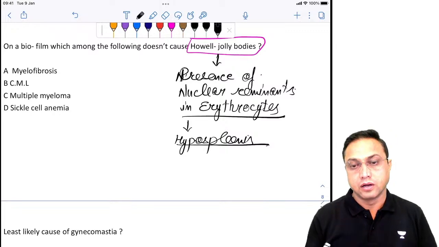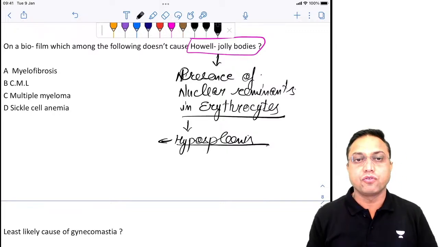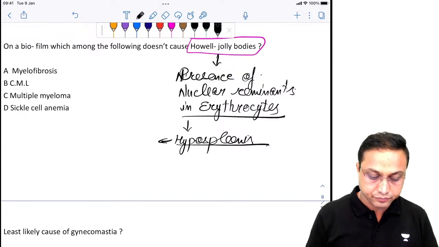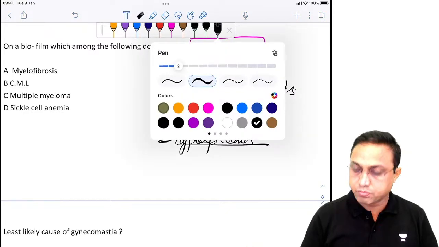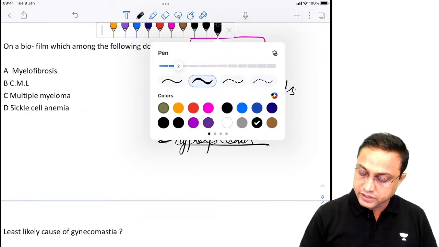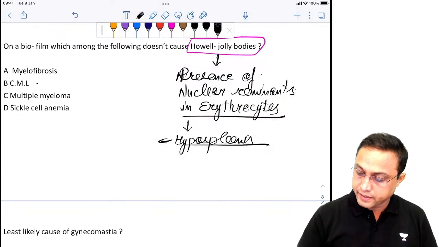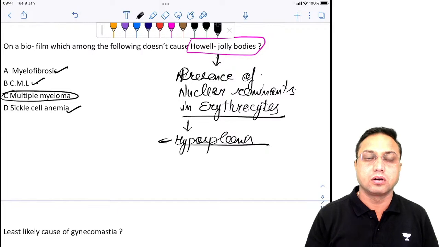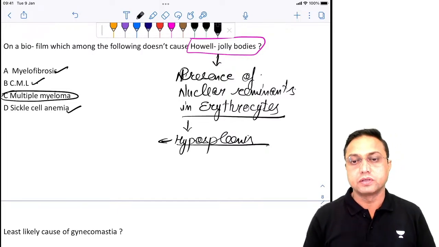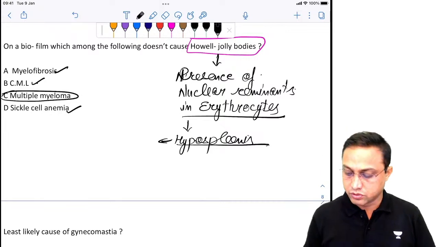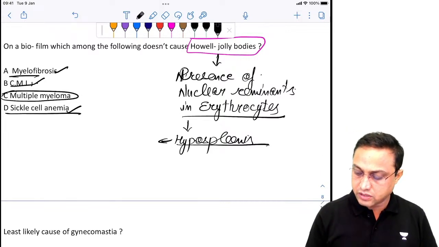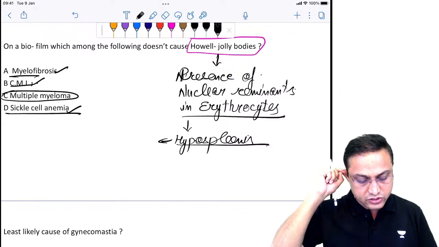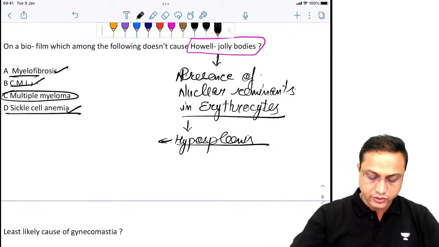Hyposplenism, right? Now the question is, where do we find this kind of hyposplenism? It can basically be seen in myelofibrosis, CML, or sickle cell anemia. Multiple myeloma is not going to be a part of these Howell-Jolly bodies. Yes, asplenism, I do agree with this point, Rohit Pandey. So in all these features we can see a defect, but multiple myeloma is not going to be a cause. Okay.